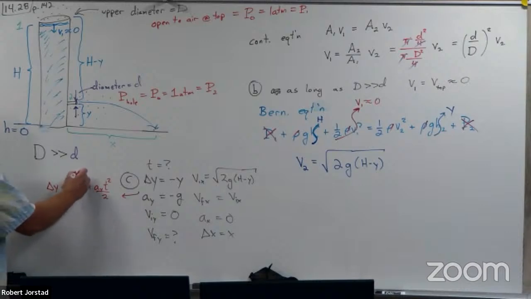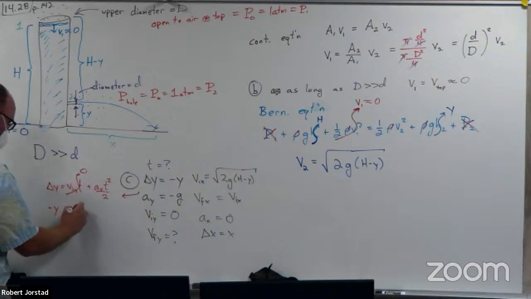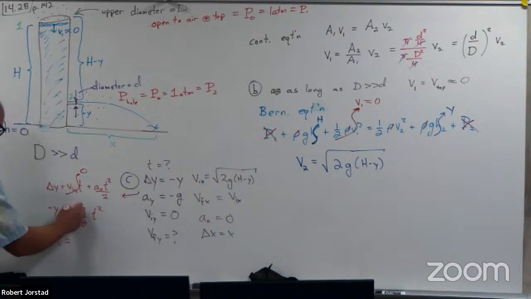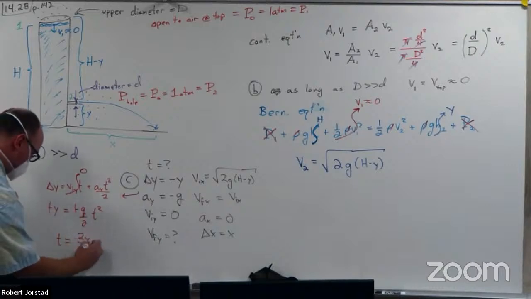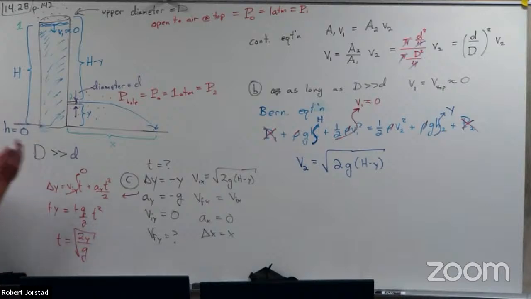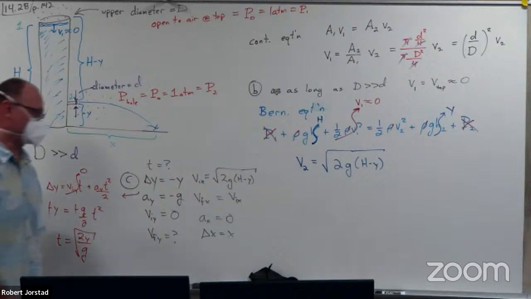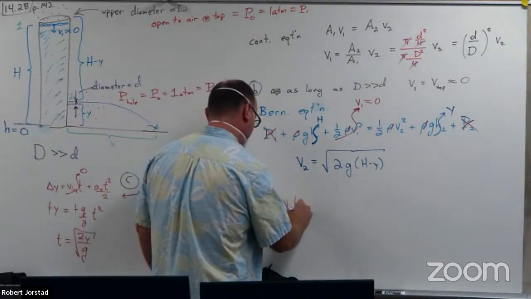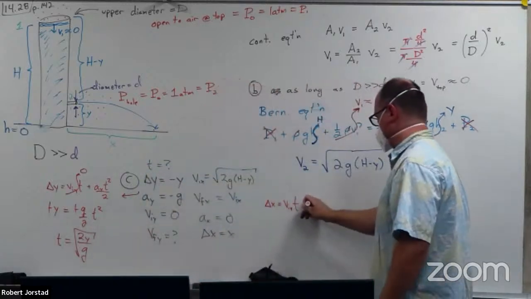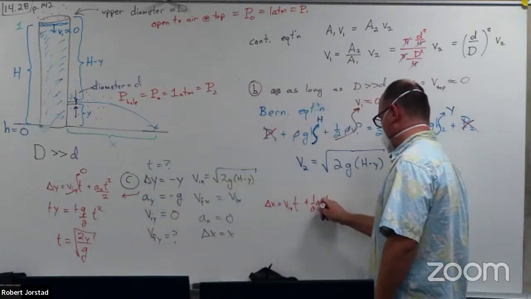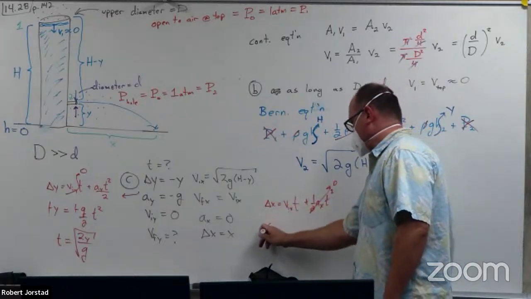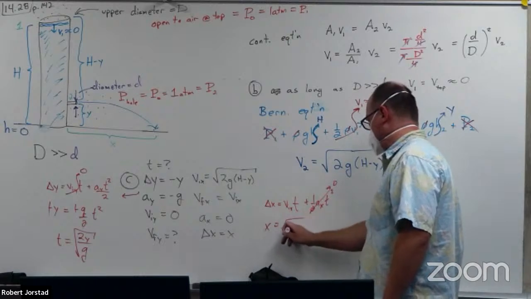In this case, this term is 0, negative y equals negative g over 2 t squared. T is the square root of 2y over g. Time is positive. I don't need the plus or minus. You guys agree with all that? Then I plug this into the x equation. I don't worry about the 1/2 a sub x t squared because a sub x is 0. Delta x is x. The initial x is this garbage.